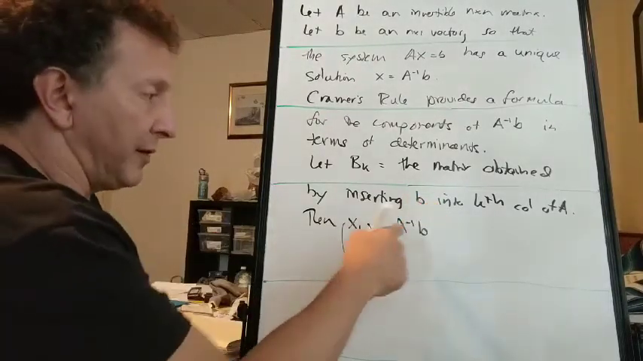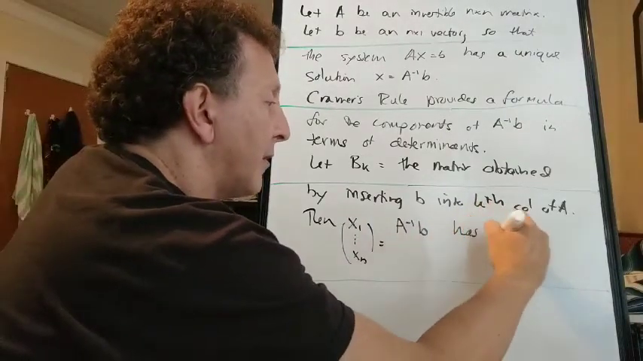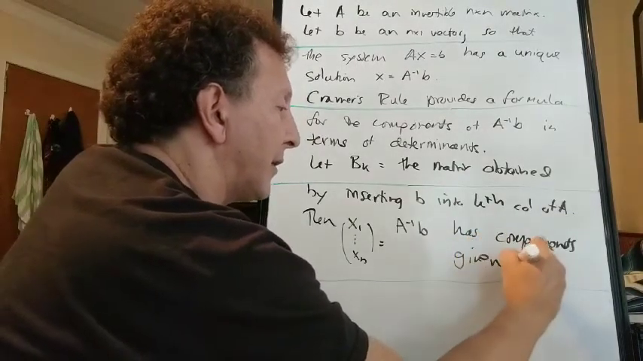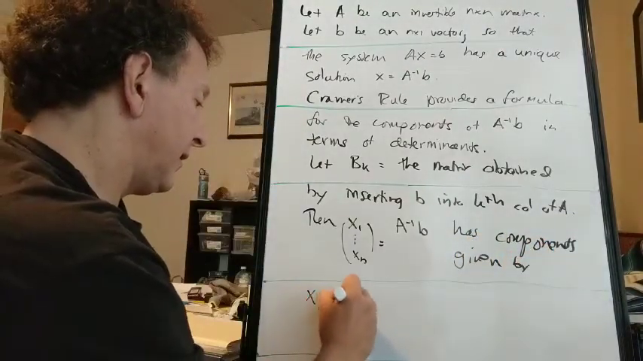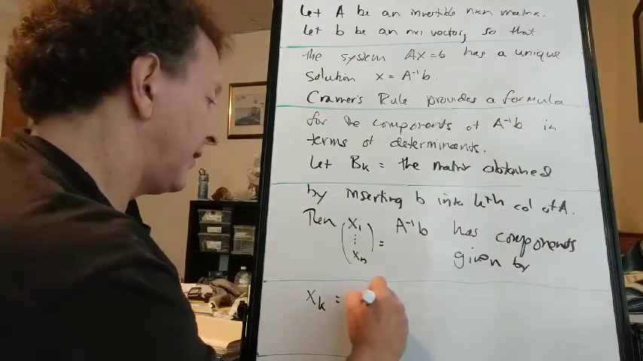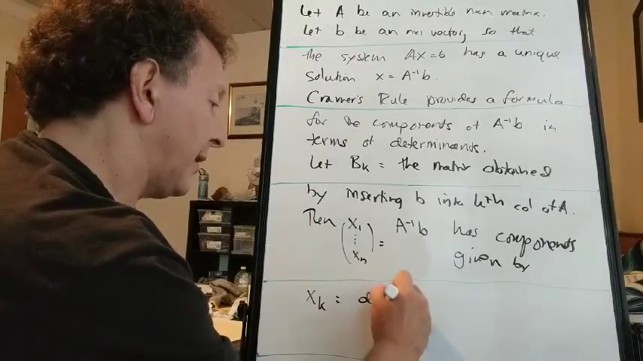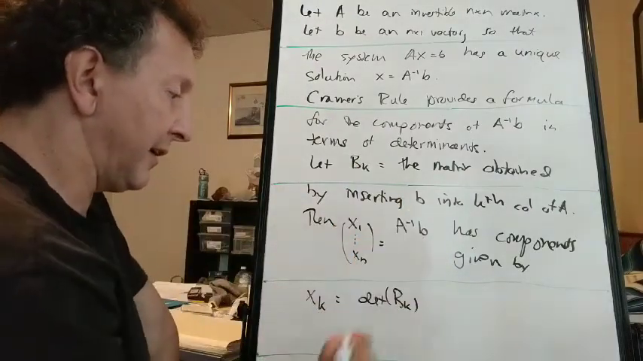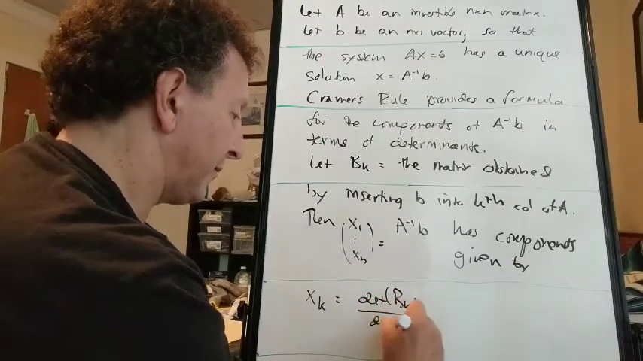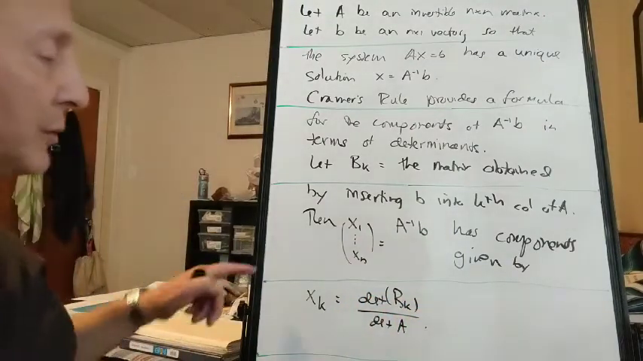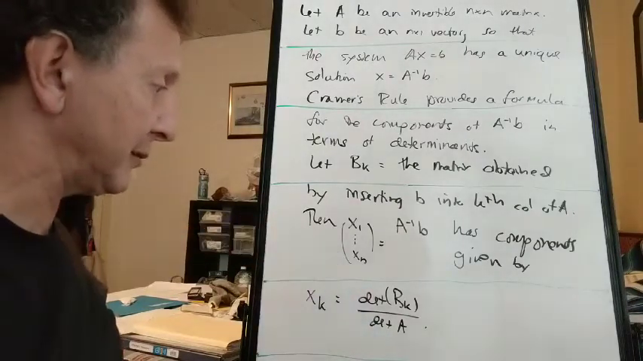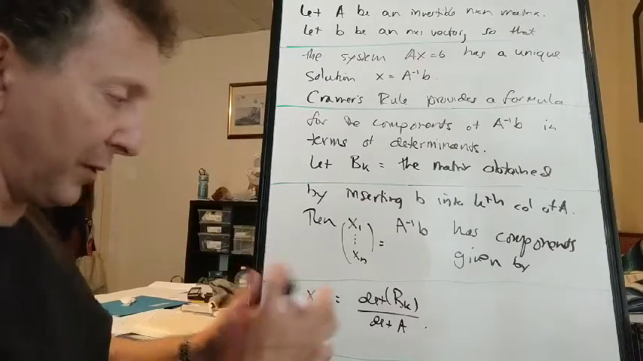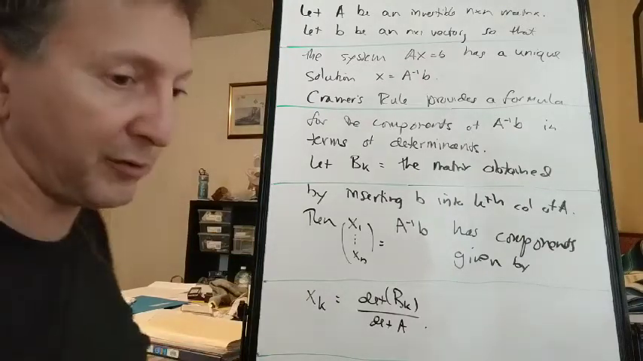So then this vector, A inverse B, has components given by: the kth one is the determinant of this matrix B_k that we got from A by putting B into the kth column, all over the determinant of A. So that's one way of obtaining the solution without doing any row operations. It's not always easier than doing row operations, but it's one method of writing down what the solution is.